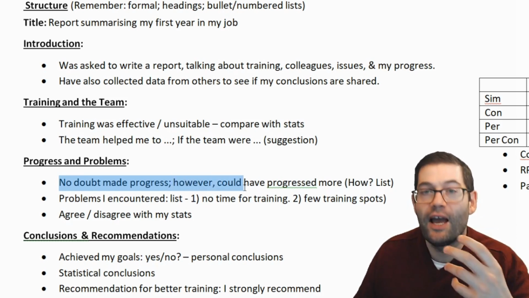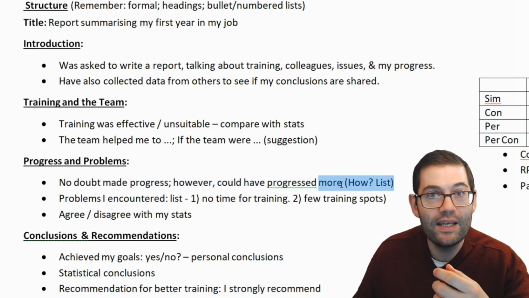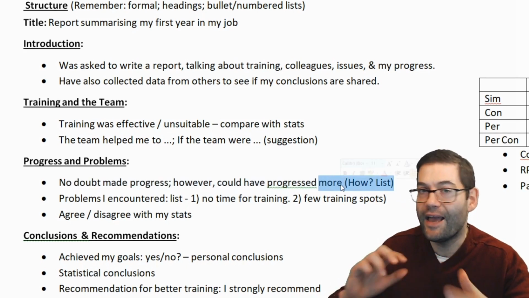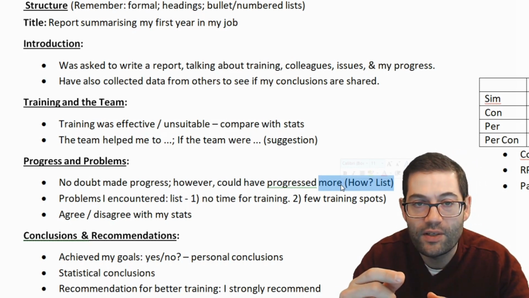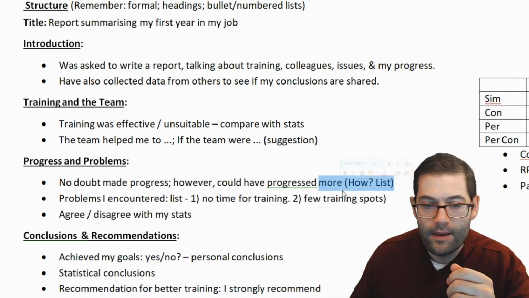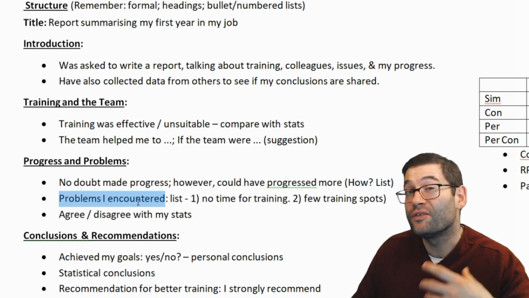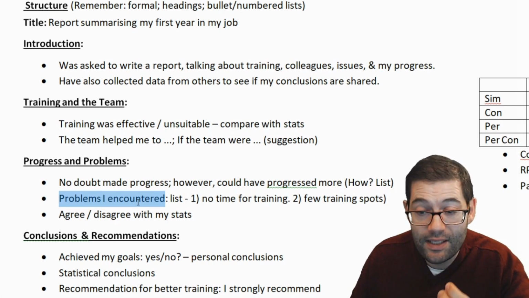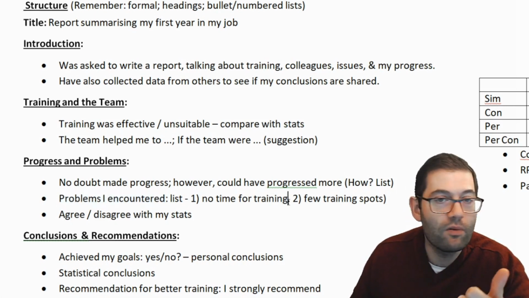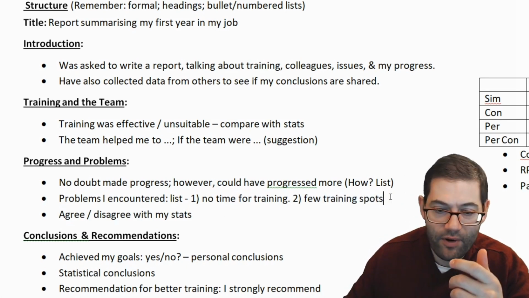Here's the discussion. However, I could have progressed more. Now, I could introduce a list at this point. I could say how I could progress more. I could have done this, I could have done that, I could have done this, and so on, so on. Problems I encountered also naturally lends itself to lists. So I could say, for example, number 1, no time for training. Number 2, few training spots.